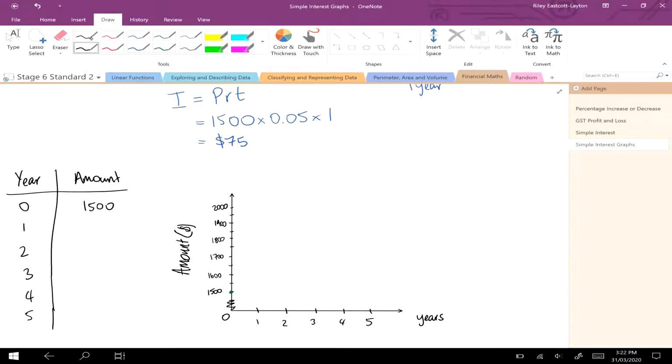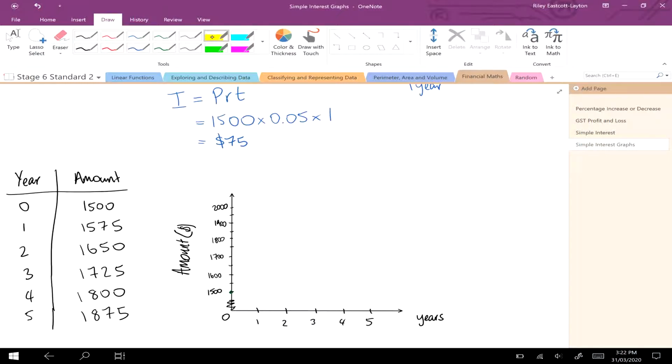Alright, now here's the table and graph I prepared earlier to save a bit of time. So what is happening with our amount is that each time we go down a year, we're adding $75. So after 1 year, we'll have $1,575, and then we'll have $1,650, $1,725, $1,800. Have I done that right? Plus 75, plus 75, plus 75, yep. And then $1,875.